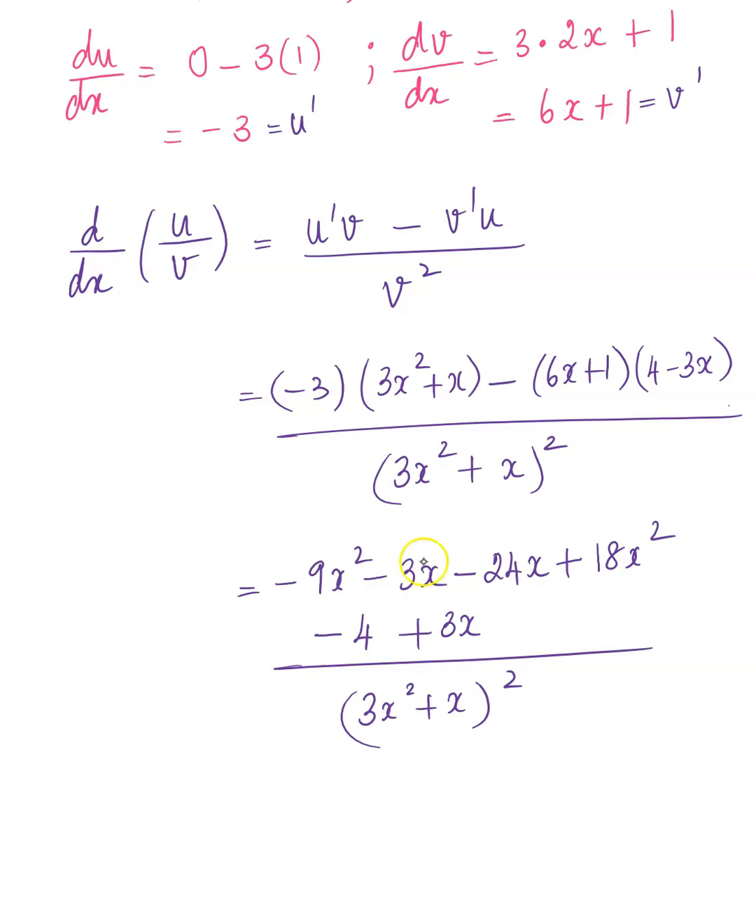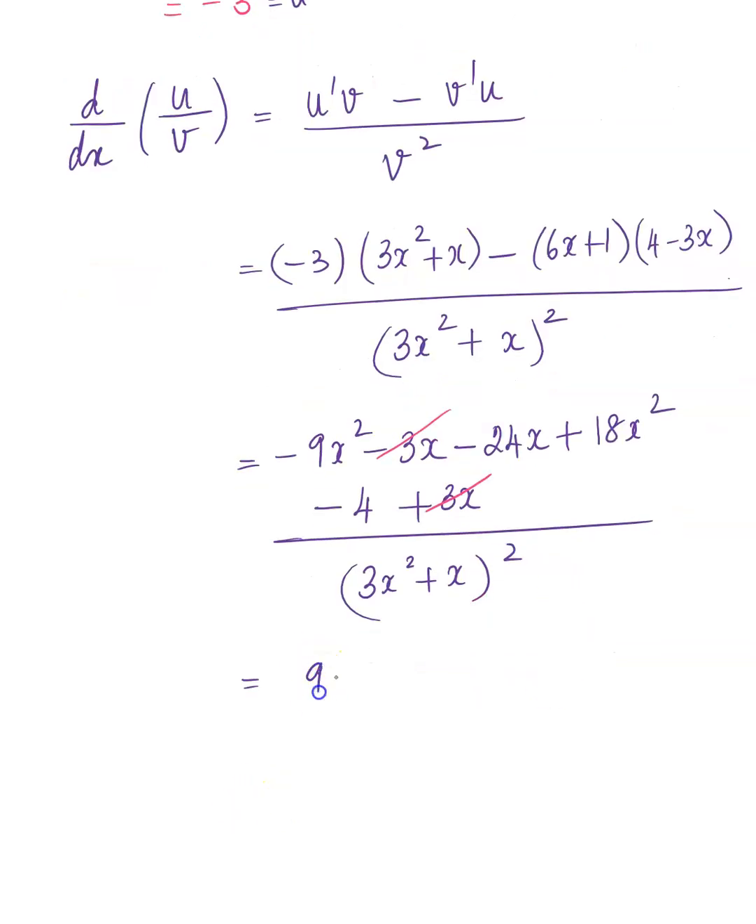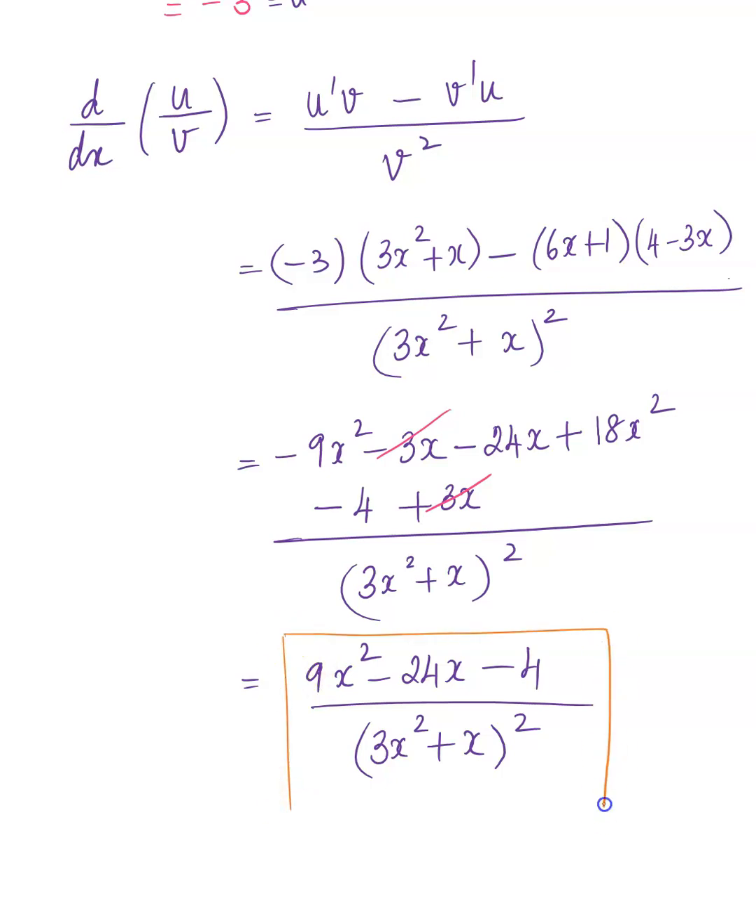Okay, so the 3x minus 3x will go away. Combine the like terms that we have. And that gives us 9x squared minus 24x minus 4 all over 3x squared plus x, the whole squared. That's all you can do. So just box the answer there. That helps us with this.